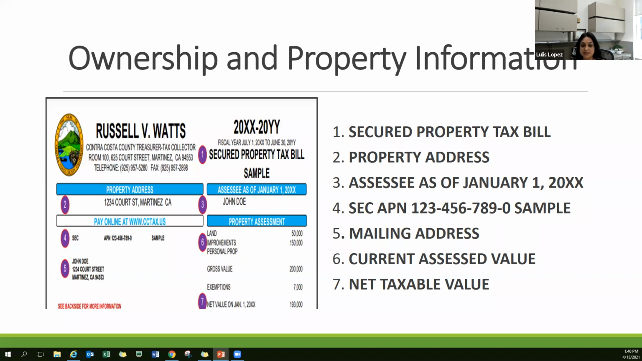Number three is the assessee, so it's the owner of record as of January 1st. This is the annual assessment date for property taxes. So if the ownership has changed hands since the assessment date, the new or the latest owner of the property is responsible for paying the property tax bill.